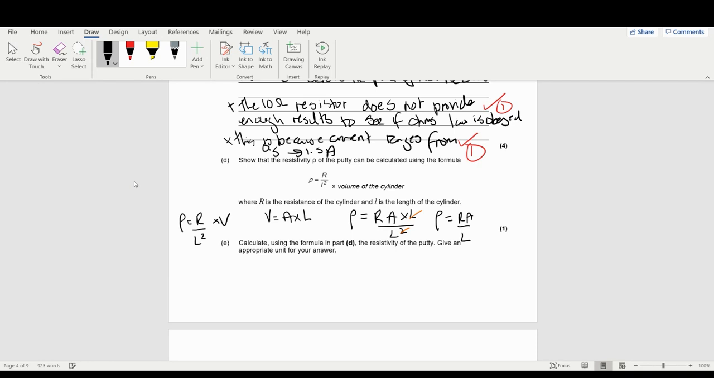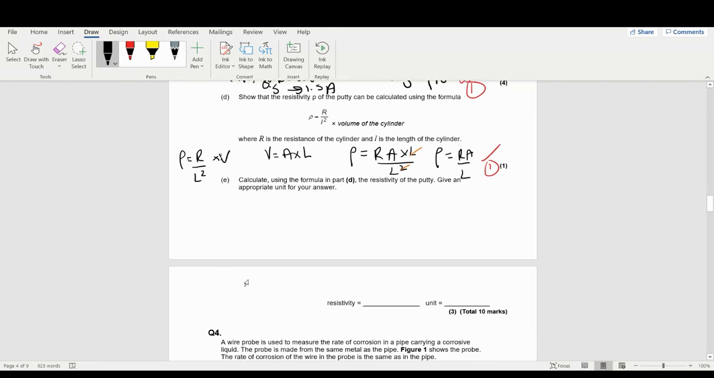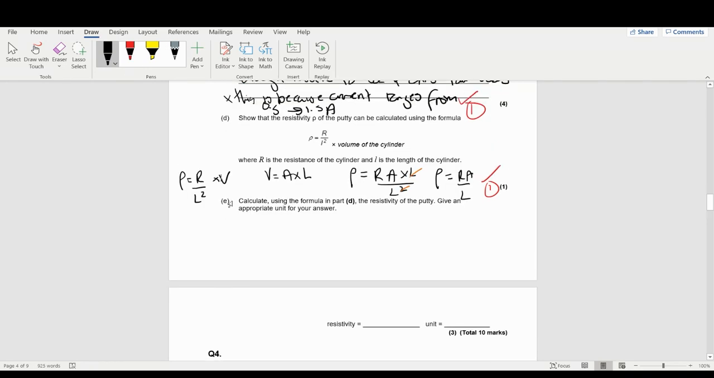Sorry for the formatting, it would be much better in an exam. Okay, so using the formula, so using rho equals RV over L squared, give an appropriate unit for your answer. So this is still going to be, resistivity is still going to be in ohm meters, and that's worth 1 mark. You can just get away with just writing that.